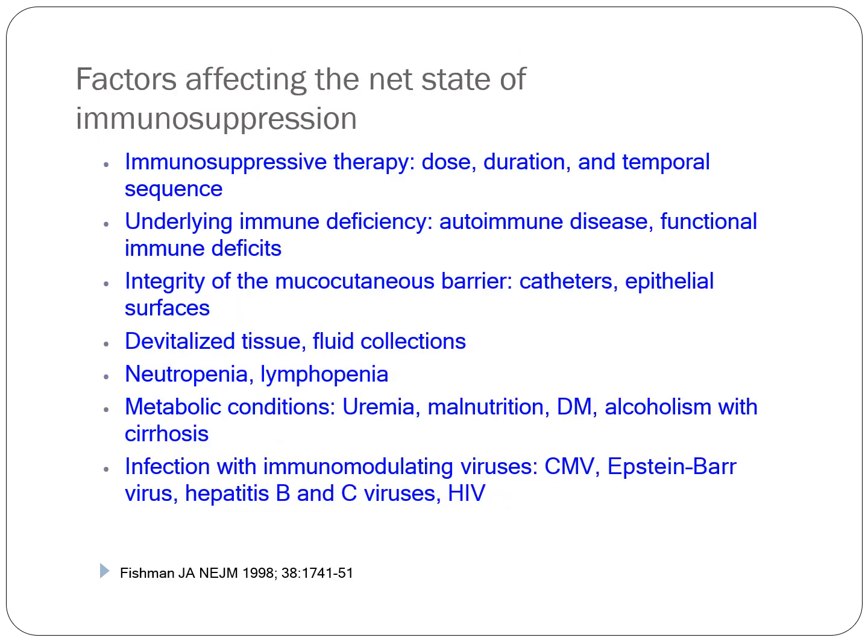Now, what are the factors that affect the state of immunosuppression? It is the immunosuppressive therapy, the underlying immune deficiency, the integrity of the mucocutaneous barrier, devitalized tissue, fluid collections, neutropenia, lymphopenia, and metabolic conditions like uremia, malnutrition, diabetes, and infection with immunomodulating viruses such as CMV, Epstein-Barr virus, hepatitis B and C virus, and HIV.